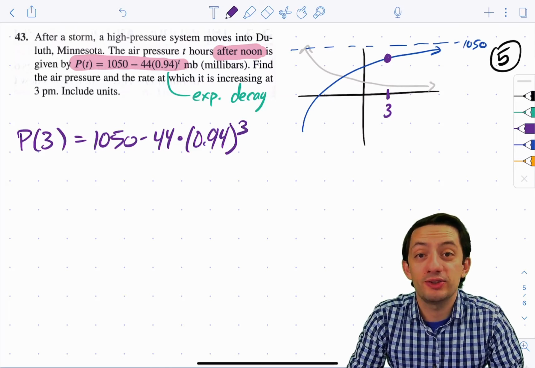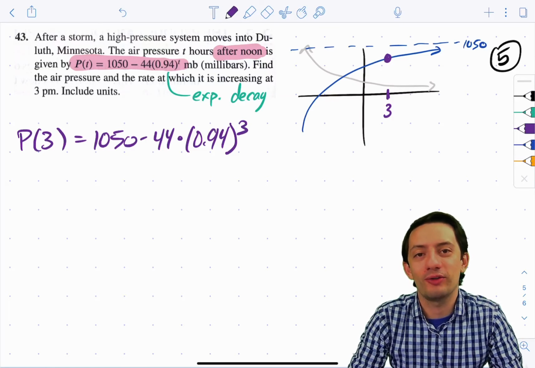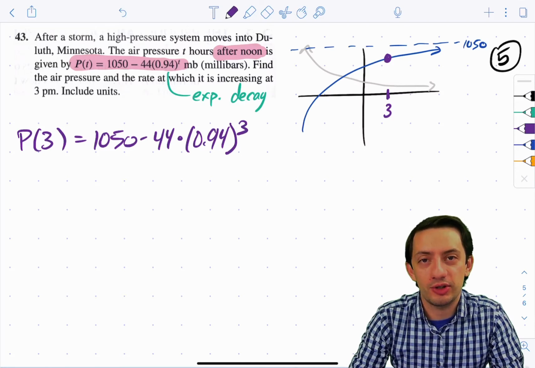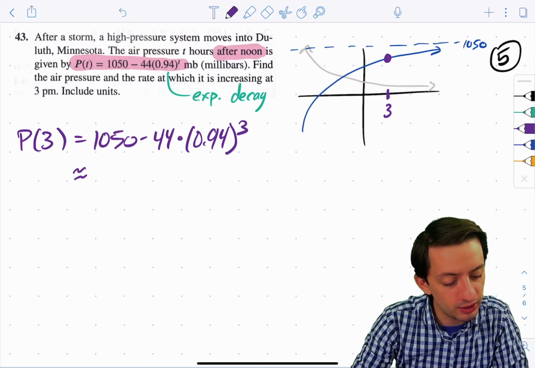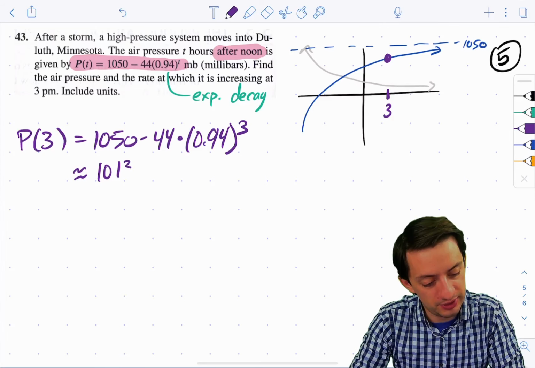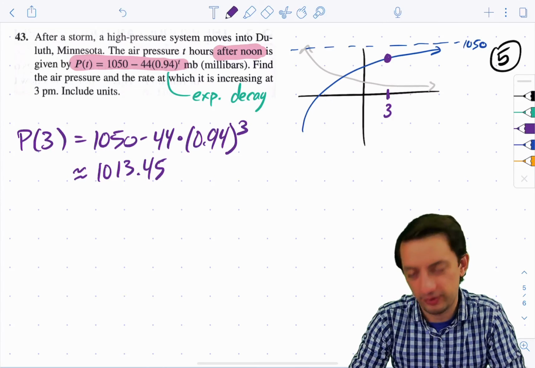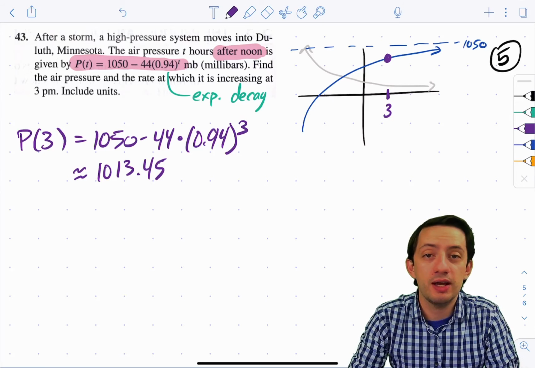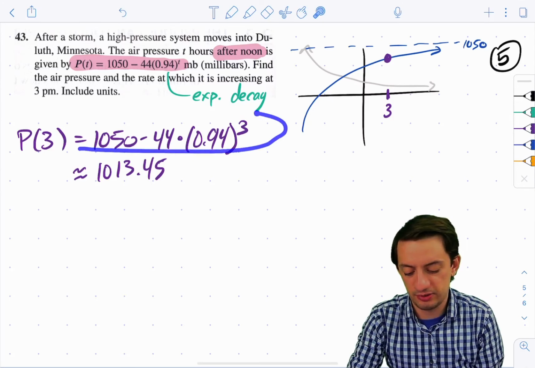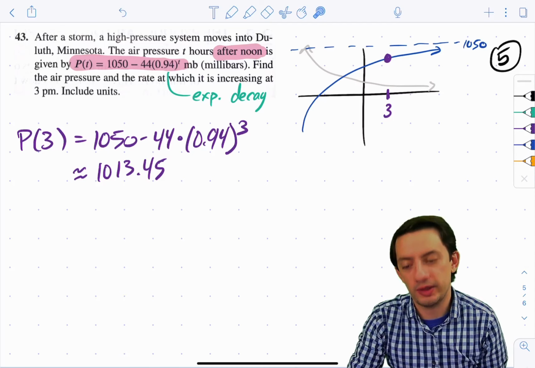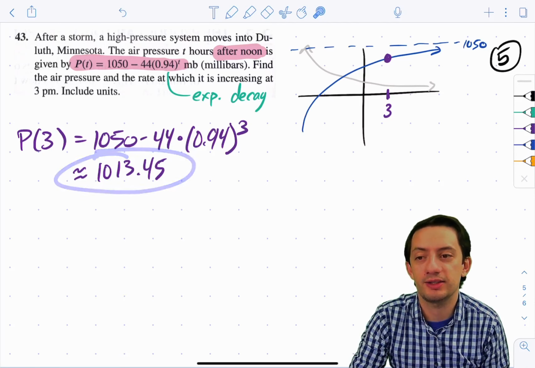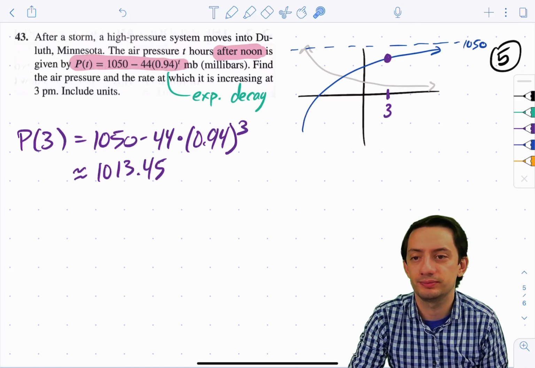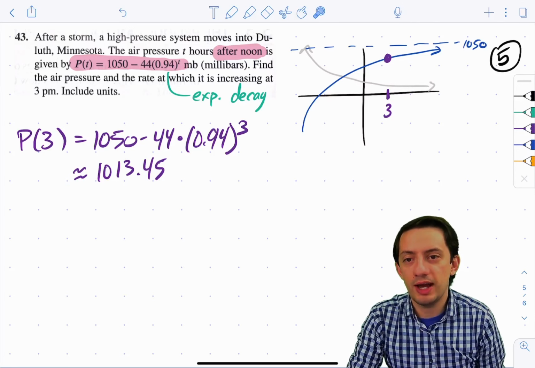And of course, we can all do this in our heads, right? Well, no, of course not. You go to the calculator and you plug this in and you get something like 1013.45. So on a quiz or exam, you would just leave this in this form. On homework on Wiley Plus, you'd plug it into a calculator or just plug it into Google or something and get this numerical approximation. Now, what is the rate at which it's changing?